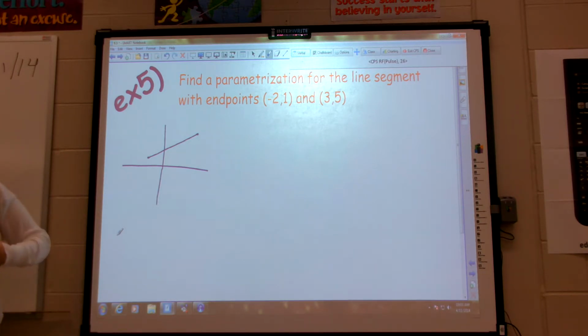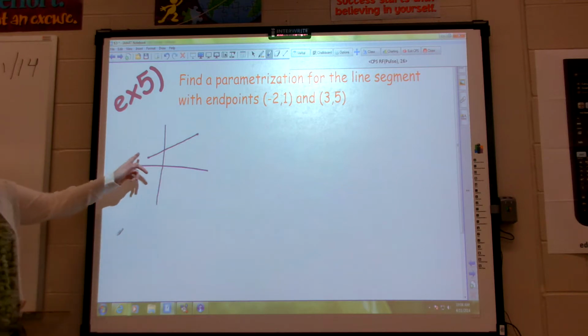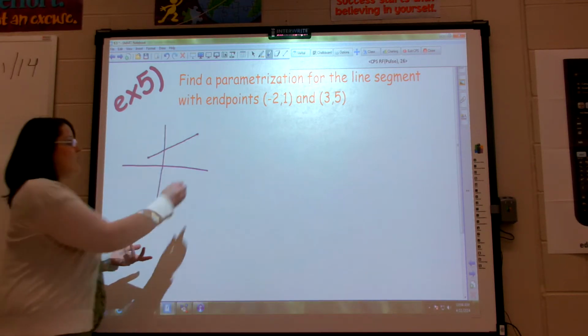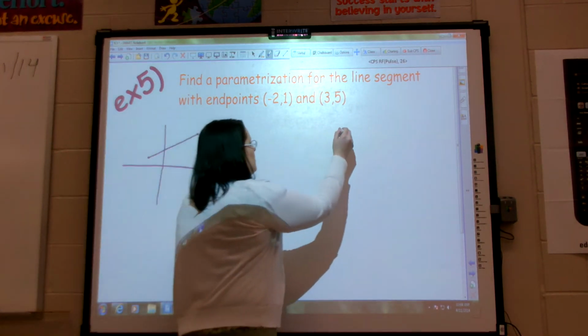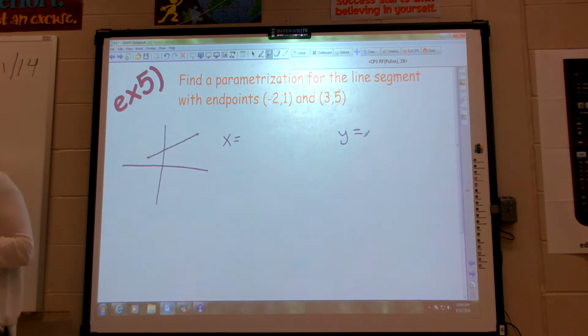So if I were to graph this the old-fashioned way, I can't do it, because isn't it going to draw the entire line? Yes? If I graph this line, y equals mx plus b, it's going to draw the whole line. But I only want from here to here, so I'm going to make parametric equations. So I know I'm going to have x equals, y equals. With me so far? Okay, now I know it's going to be a line, correct?